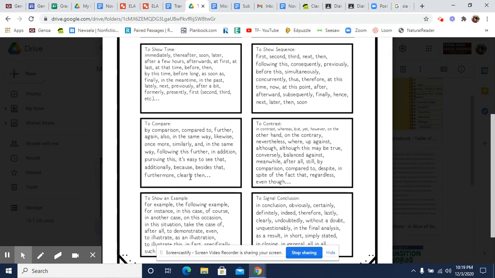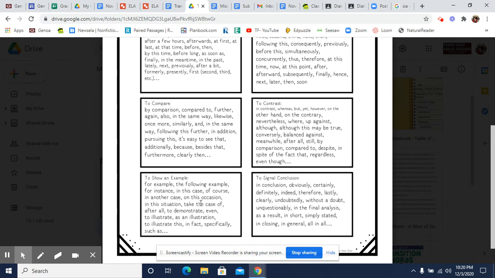Okay. It's easy to see that. Or sometimes you're doing a contrast, which means you're saying what's different about the two things. So you could say on the other hand, or contrary, that means it's a difference. Or despite Tim trying his hardest, he still could not build the snowman. So you're saying what's different.